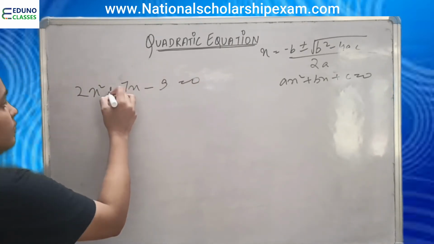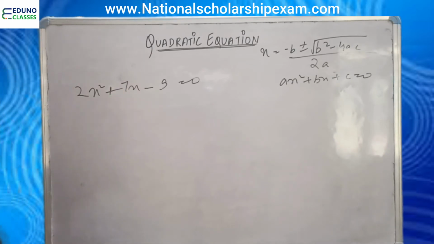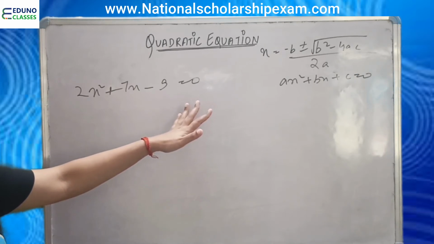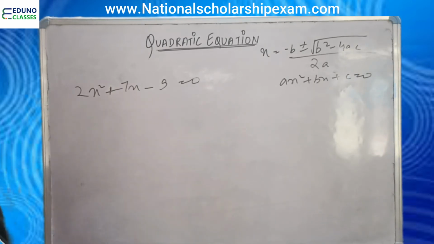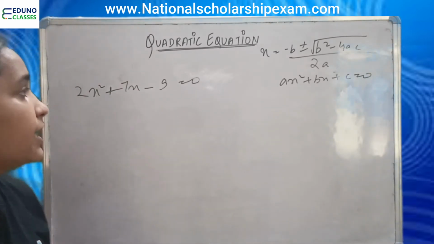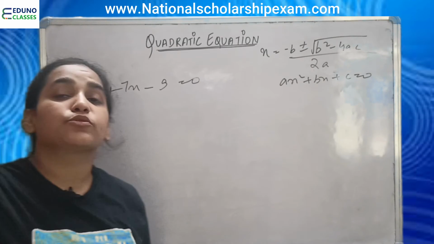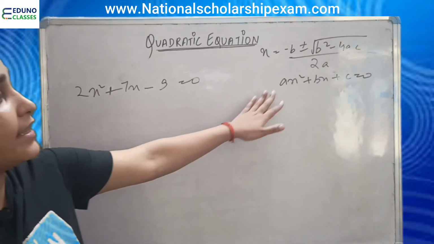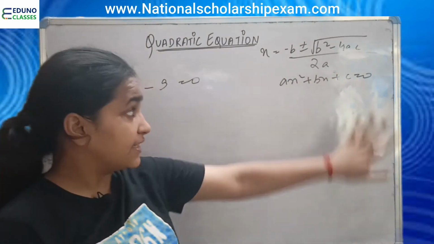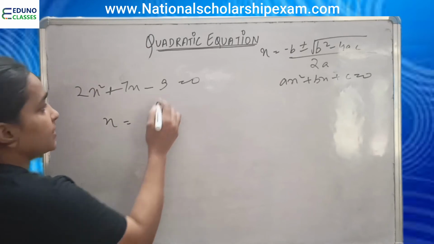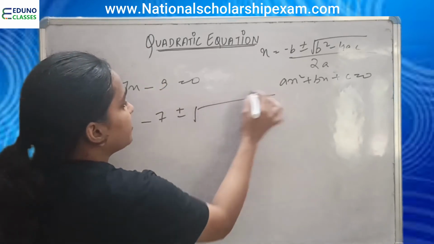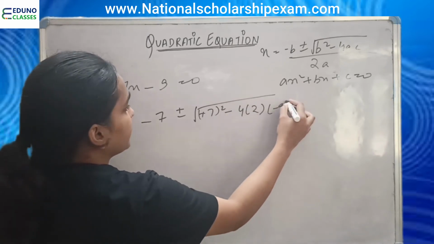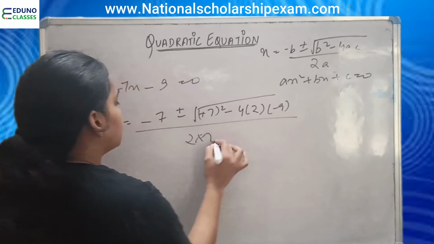Now, what we will simply do is find the value of x. We will find the value of x by the Sridharacharya formula. What is the Sridharacharya formula? Minus b plus minus root b square minus 4ac upon 2a, where a is the coefficient of x square, b is the coefficient of x, and c is the constant term. Let us put the values and find the answer. Minus b will be minus 7, plus minus root of b square, which is 7 whole square, minus 4, a is 2 and c is minus 9, upon 2 into 2.